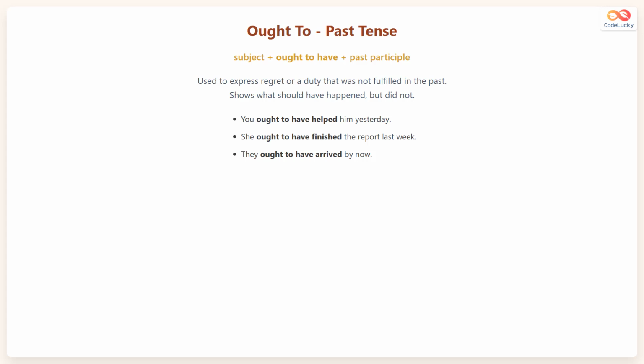For past tense, use ought to have plus past participle. You ought to have helped him yesterday expresses regret that help was needed but not given. She ought to have finished the report last week shows a responsibility was not completed. They ought to have arrived by now indicates an expected arrival time has passed. This form talks about duties from the past that were ignored.